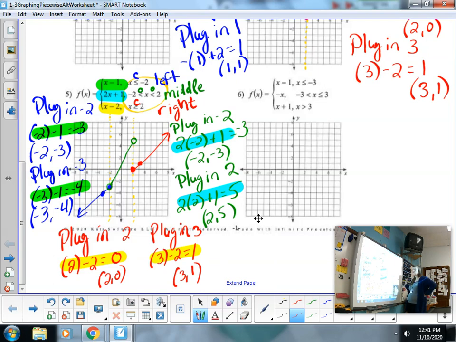Sometimes it helps having those colors so that you can distinguish between them. So the rest of the worksheet does need to be completed. You can use these examples to guide you. The last 4 questions, you're already given the graph. You need to write in the equation.